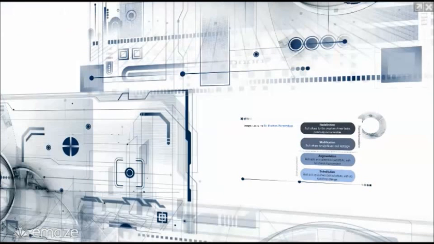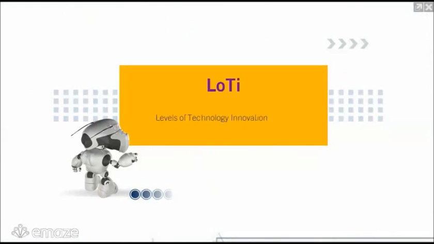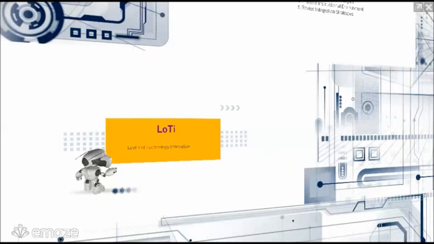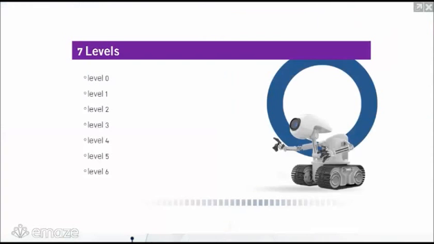The third model is the levels of technology innovation. And like the title refers to, it is divided into levels. The purpose of these levels is to help teachers kind of see how much technology integration that they have in their classroom. So there are 7 levels from level 0 to level 6.